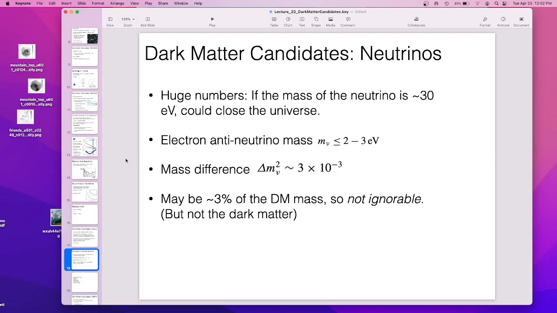So anyway, neutrinos have mass, but we don't really understand the neutrino mass all the way. It could be maybe a couple percent of the dark matter mass, but it's not the dark matter because, as we just said, they would destroy all the small galaxies. We have little galaxies that have dark matter in them.